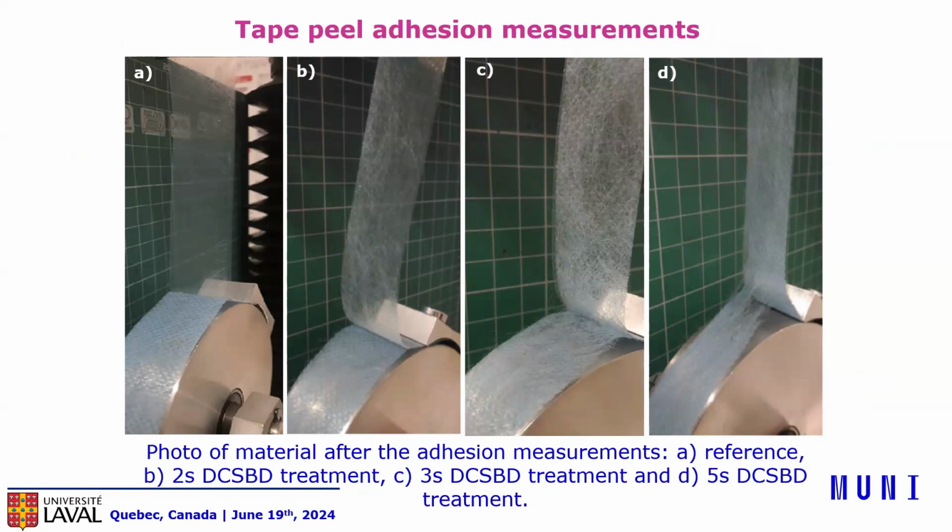You can see that tape peel means that you are measuring the force which is necessary to remove tape from the substrate with nanofibers. For the reference sample, you can see that tape can be removed very simply. Picture B corresponds to 2 seconds coplanar treatment. Now here you can see some nanofibers on the tape, which confirms better adhesion.